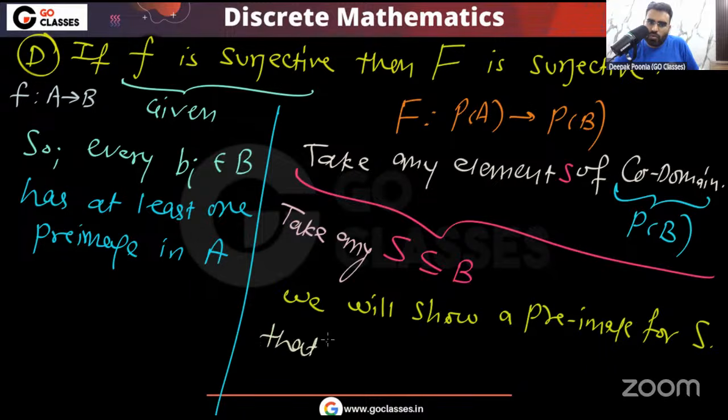That's how we prove that capital F is surjective.